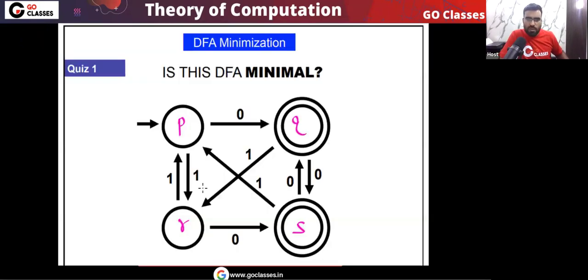Now we will start with pi 0. What is pi 0? All the non-final states together, all the final states together. So pi 0 will be PR together, QS together. Okay, yes or no? Now from pi 0 we will go to pi 1.